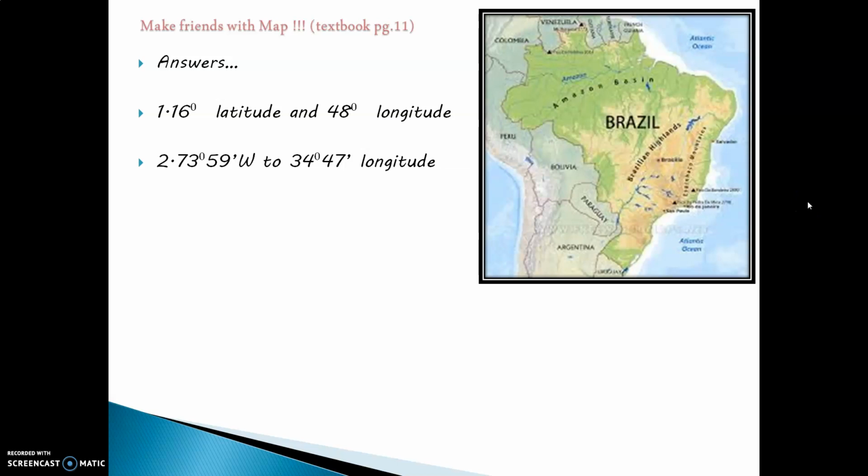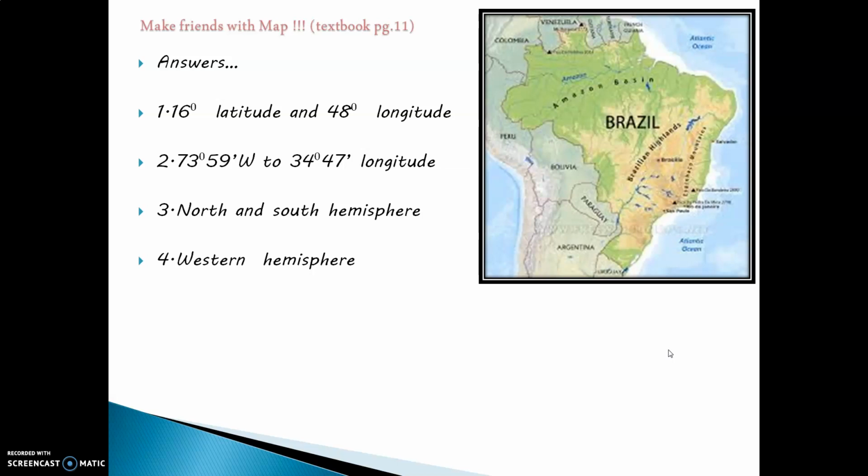Next question, in which hemisphere does Brazil extend in the north-south direction? The answer is North and South hemisphere. So Brazil extends in the Northern Hemisphere and also the Southern Hemisphere on the world map. Next question, in which hemisphere does Brazil extend in the east-west direction? Again the answer is the Western Hemisphere. You realize it goes more towards the Western Hemisphere.